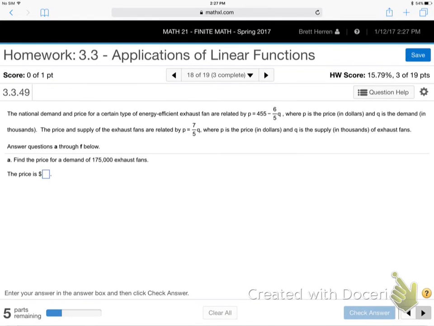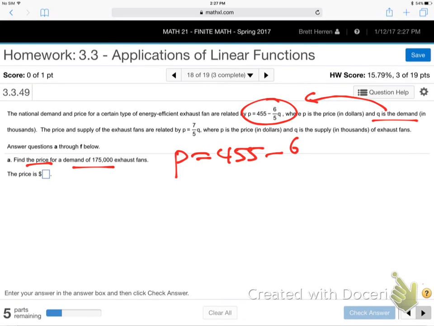Okay, so here we go. First off, they say find the price for a demand of 17,500. Which one of those is the demand equation? Well, this one is, because they said Q is demand for that one. So I use the demand equation, P equals 455 minus 6/5 Q. That's the demand one.